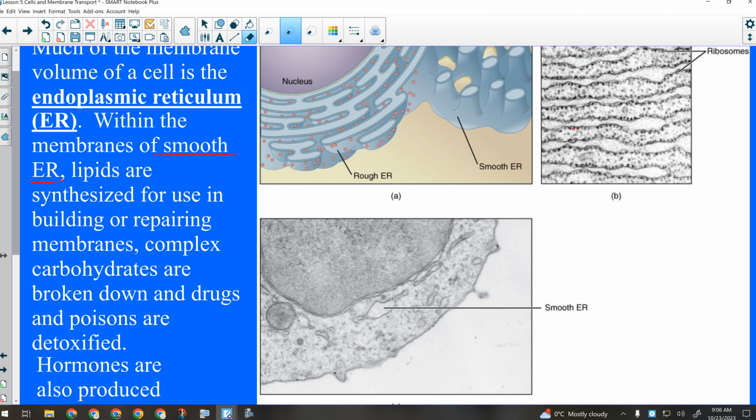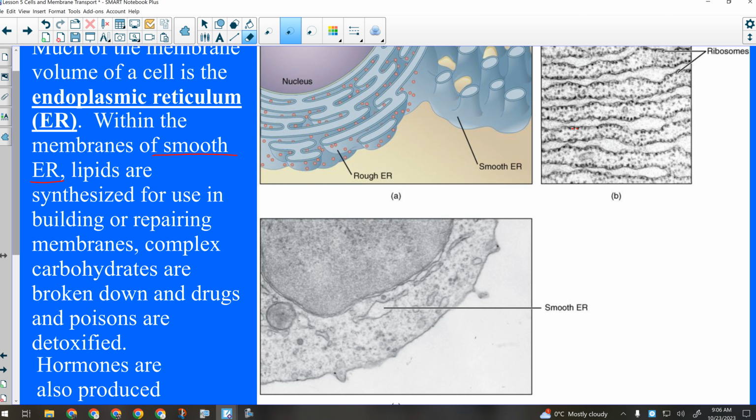Okay? So the smooth ER, first job is that it makes lipids. Lipids is another word for fats. This is an extremely important job because all membranes, the nuclear membrane, the cell membrane, the membranes of the mitochondria and all the other organelles are all made of fats. So the smooth ER makes fats to help repair membranes because membranes are always getting damaged. So smooth ER makes lipids. So lipids are synthesized in repairing membranes.